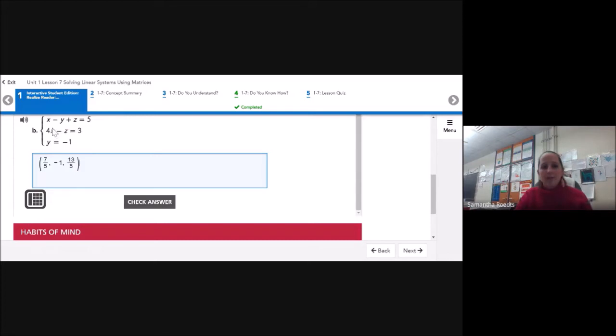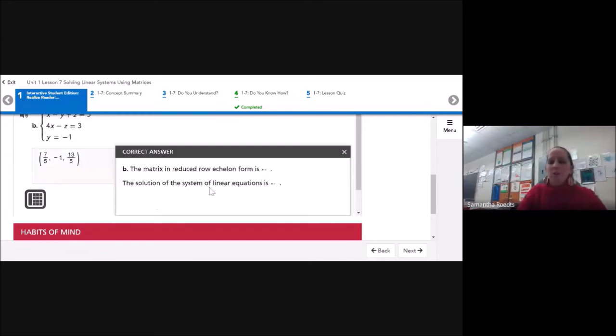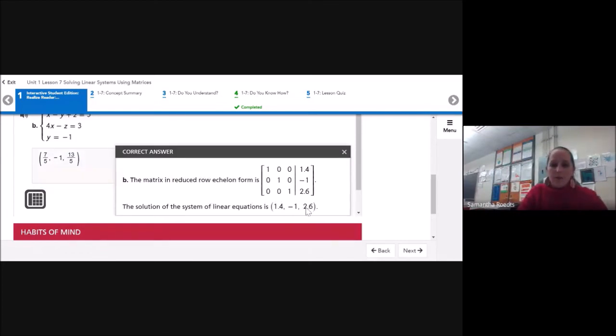So that works. 7/5 minus -1, so +1, plus 13/5, so 13 plus 7 is 20. 20 divided by 5 is 4. 4 plus 1 is 5. So all of those answers are correct. They do work. 1.4, 2.6 are the same thing as these as well.